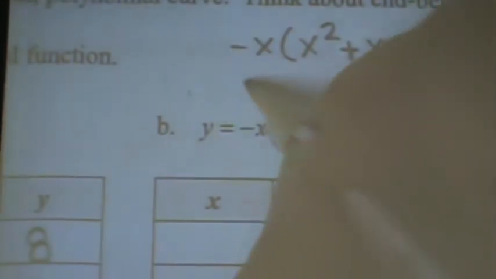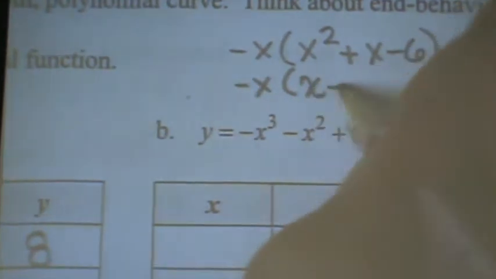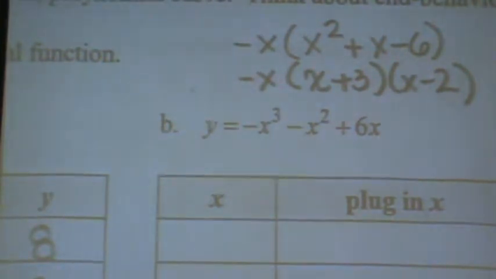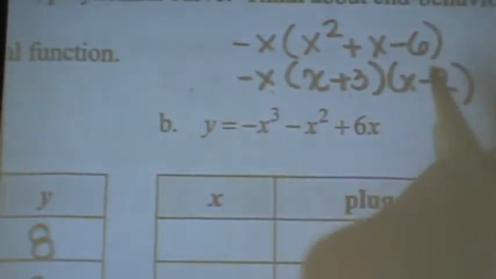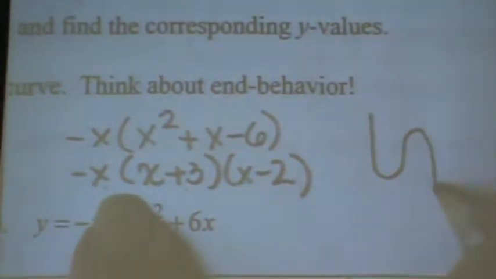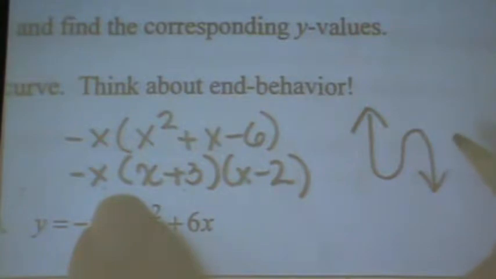Now, how do you factor this one? +3, -2. So what are your 3 zeros? 0, -3, and +2. Let's put a dot at 0, -3, and +2. Now, what's the shape of this? What is it going to look like? The right goes down. It's going to go like that, right? Because that's a negative. So it's going to be going something like this.